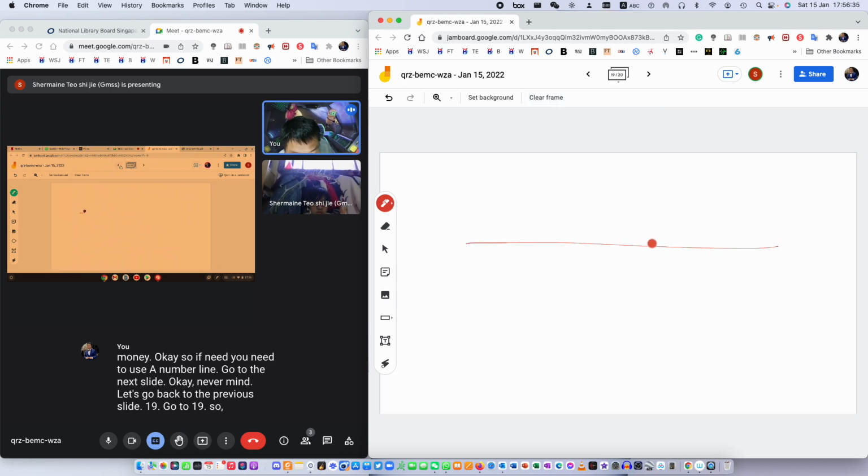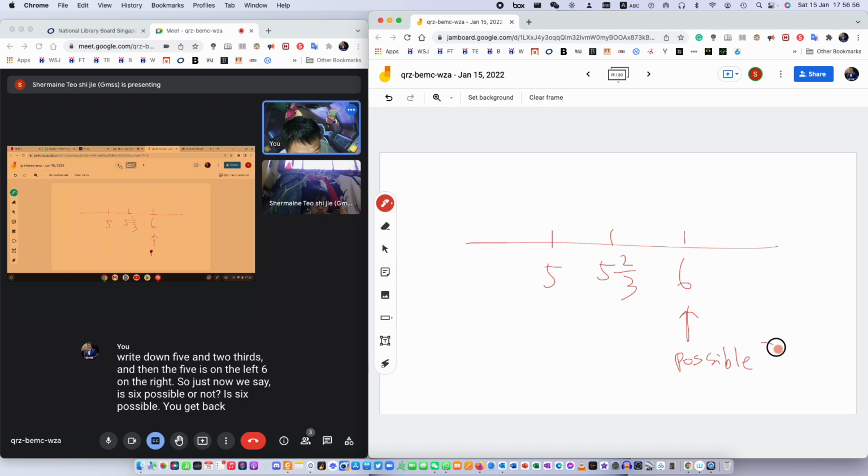So the maximum bun you can get is 5 and 2/3. So you write down 5 and 2/3. And then the 5 is on the left, 6 on the right. So just now we said, is 6 possible or not? Can you get back 6? With $17, can you get 6 buns? Can you get 6 buns or not? No, so cross out.